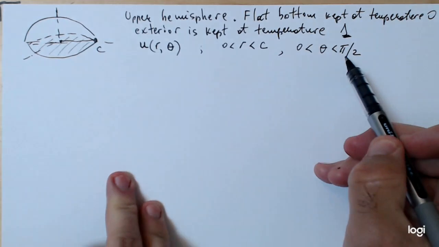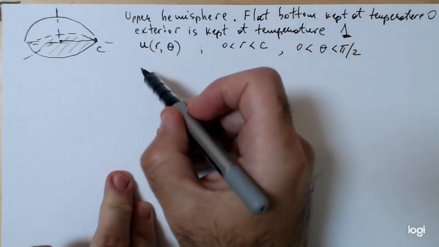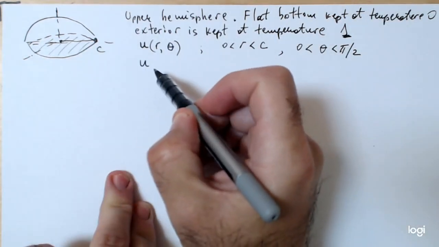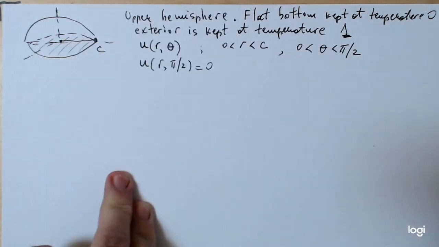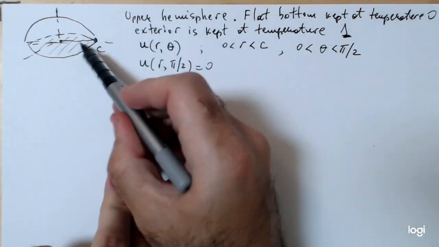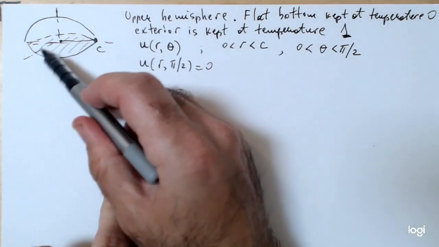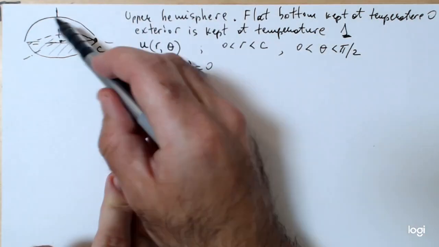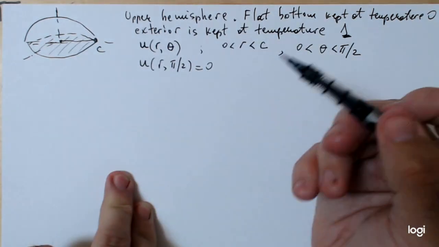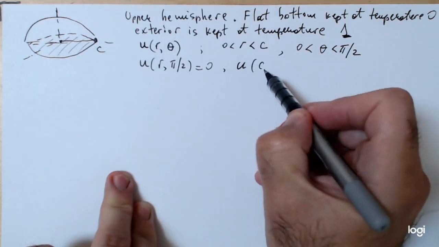So remember, theta equals pi over 2 identifies the flat bottom of the sphere. So the flat bottom kept at temperature 0 means that u of r, pi over 2 must be 0. Again, r varies, so the whole flat bottom, but theta is pi over 2 to identify just the bottom of the object. And if I want the temperature to be 1 on the exterior, I formulate that by saying u of c, theta equals 1.